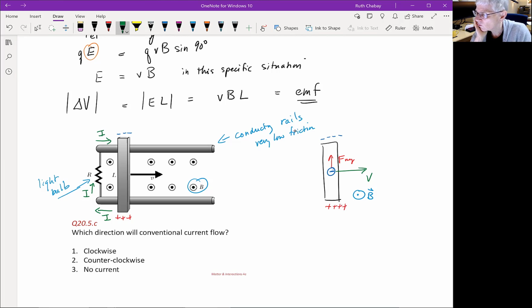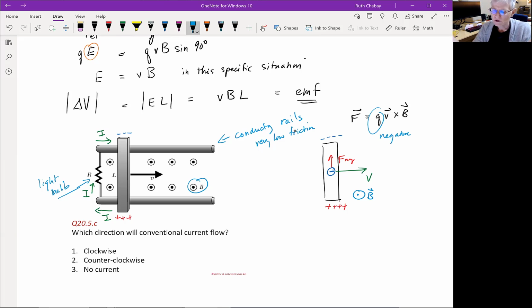Yeah, okay, so wouldn't F be down? It would if there was a positive charge, but as Alex says, this is an electron, so you have to actually remember to take into account the negative sign of the electron in this F equals qv cross B, right?